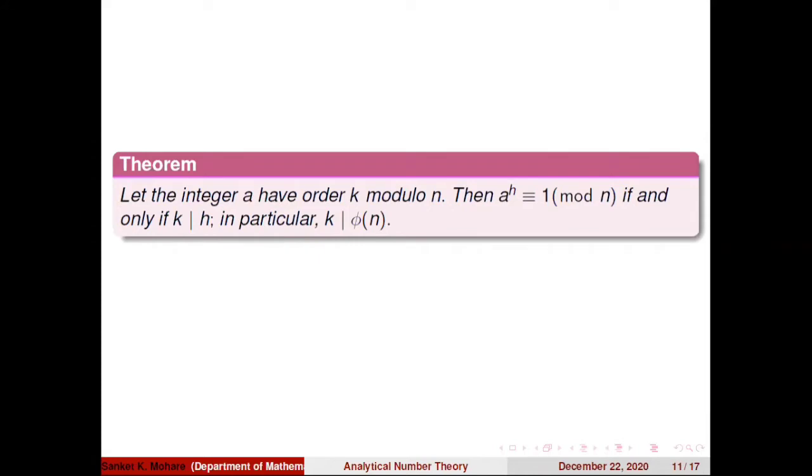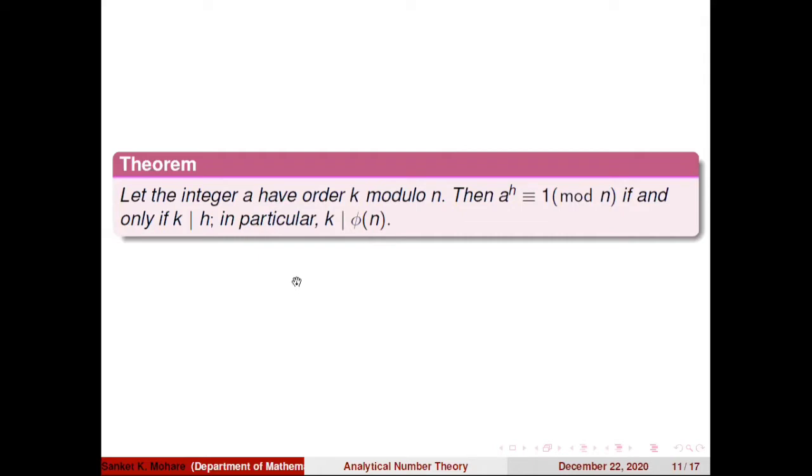Let the integer a have order k modulo n. Then a to the power h is congruent to 1 modulo n if and only if k divides h. In particular, k divides phi of n. So what it tells is, suppose a has order k modulo n, meaning a to the power k is congruent to 1 modulo n. Then k divides phi of n. I repeat, if integer a has order k modulo n, this implies k divides phi of n.